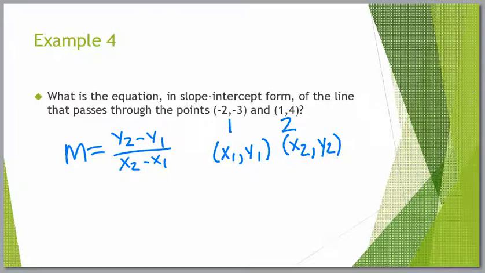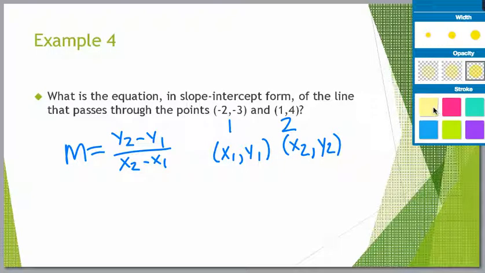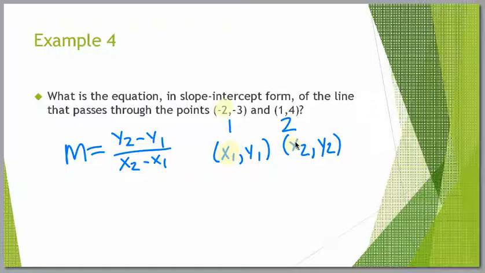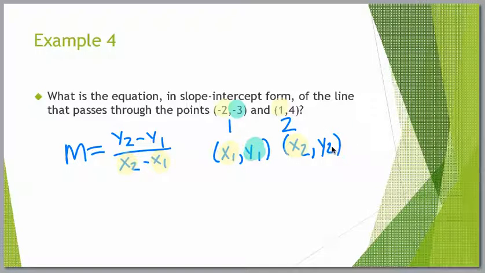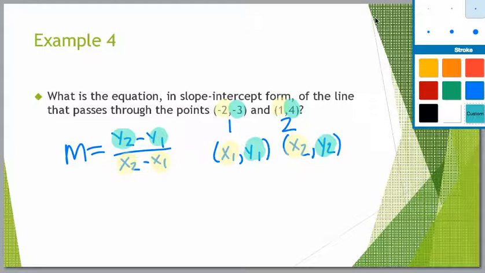And again, just to make things very clear, highlighting is kind of helpful. So we have x1 is -2, x2 is 1, and then we have y1 is -3, y2 is 4. Those are found here. And then it's just a matter of plugging in. And the more you do this, you'll get a lot more comfortable with it.